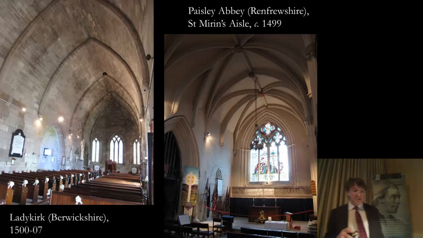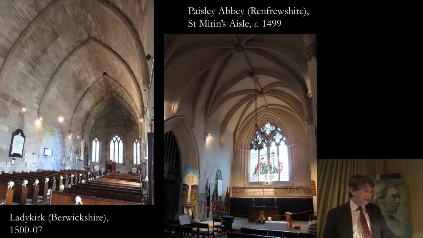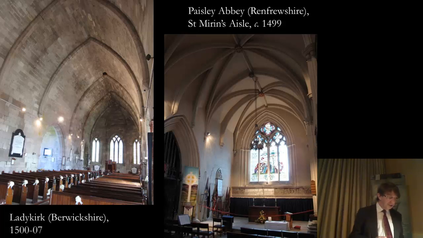But these are examples of churches with different types of ribs to the pointed barrel vault. This is Ladykirk down in Berwickshire, an absolutely lovely church. It's a royal foundation by James IV, apparently after he'd been rescued from drowning in the Tweed. And we know that the master mason was Nicholas Jackson, and the main brunt of the building was carried out between about 1500 and 1507. I'll show you a little bit more of this church later on, because it is a very interesting example.